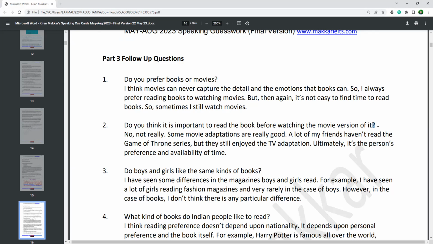After if, you say, if I get enough time for reading books, definitely I prefer to read the book before watching the movie version of that, because while reading the book, I can gain a basic idea about this story. If it is interesting, then I can go with the movie. Something like that you can say. You can generate your idea.